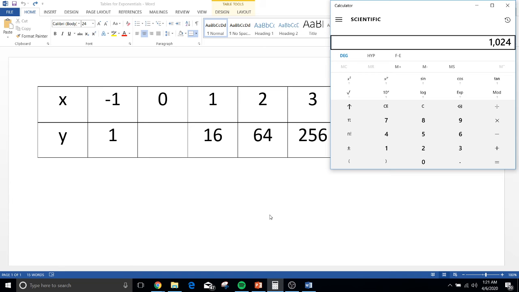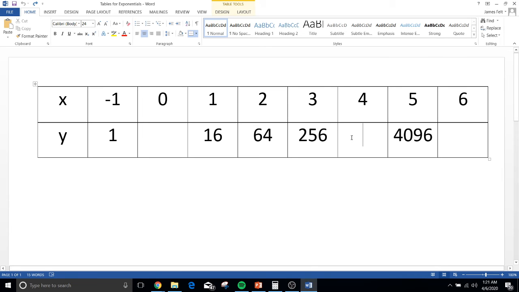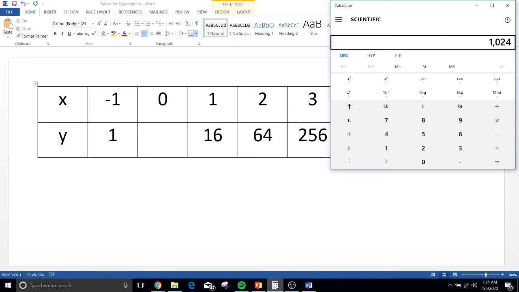This gives us 1024. Let's go ahead and fill that in. Let's confirm that 4096 is 1024 multiplied by 4 by actually doing that. So we already have the 1024. Let's multiply it by 4. And we get 4096, which is what we should have gotten.